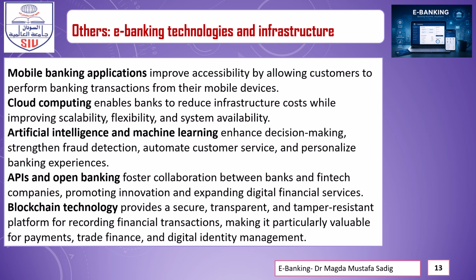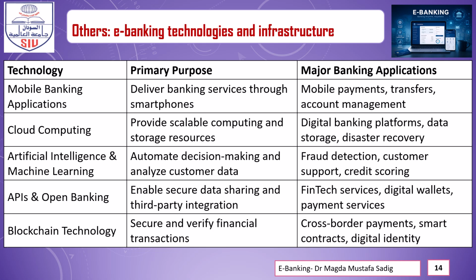Virtual assistants and chatbots answer customer questions 24 hours a day. Fraud detection systems analyze millions of transactions and immediately identify unusual activities. Credit scoring systems evaluate loan applicants more quickly and accurately. AI also allows banks to recommend financial products based on customer behavior and preferences. As a result, customer service becomes faster, smarter, and more personalized.